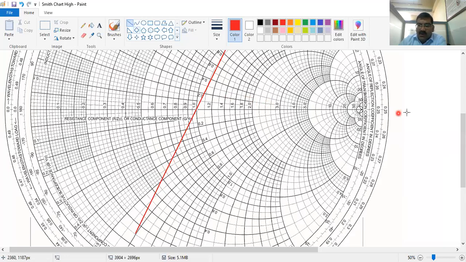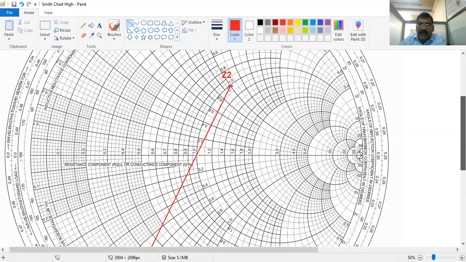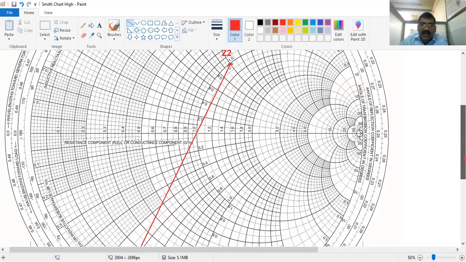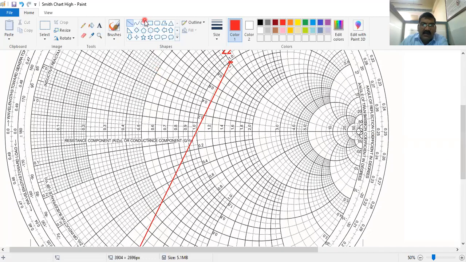Now what to do? This is what Z2 is here, and the procedure is what? Take a compass, put the metal point here, and by putting the metal point here, you can put a pencil here and take it in the opposite way. If you take it in the opposite way, you will get a point mark. So where is the point mark? That you have to find out.